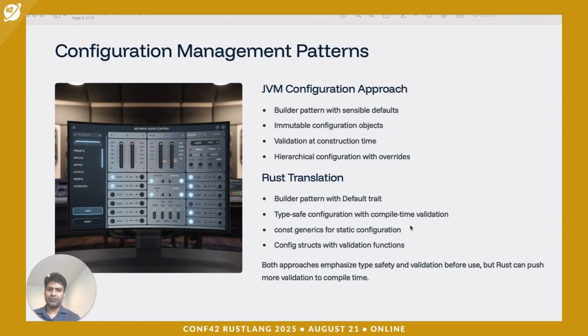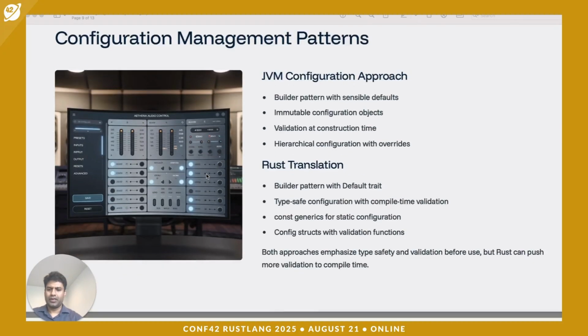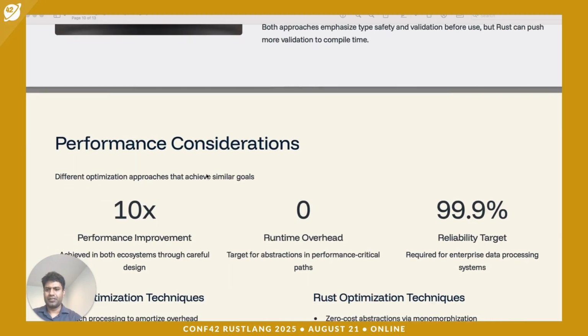We use type-safe configuration with compile-time validation, and for static configurations, we used const generics and config structs with validation functions. Both these approaches emphasize type safety and validation before use, but the advantage of Rust over the JVM is it can push more validation to compile time. Next, let's go to the performance considerations.